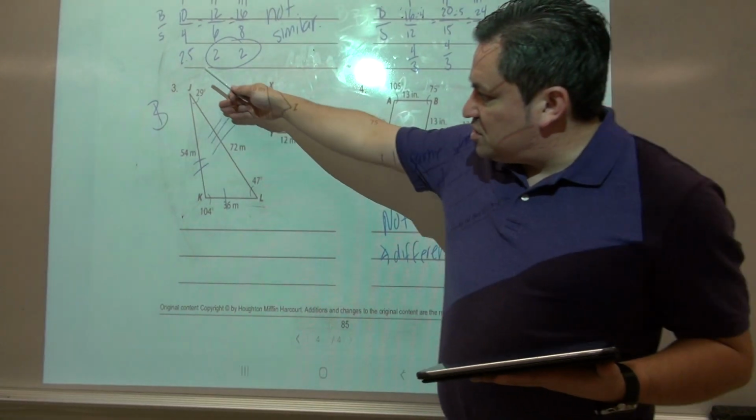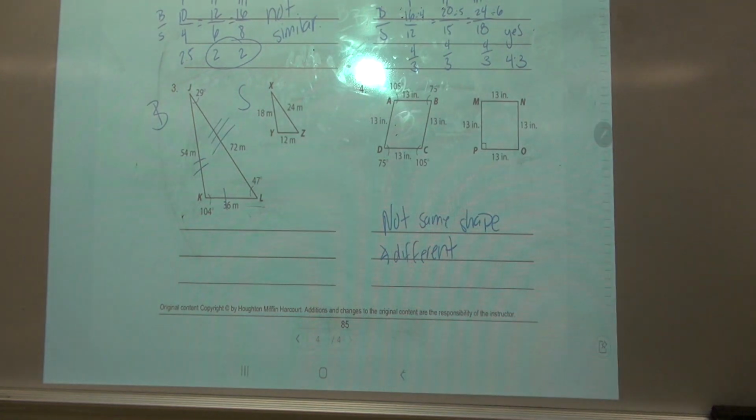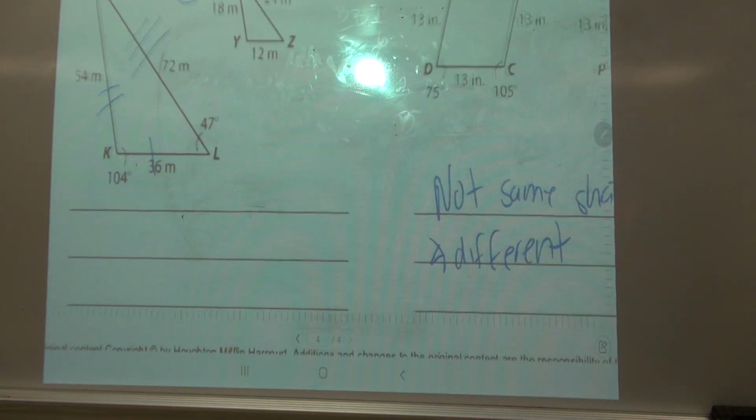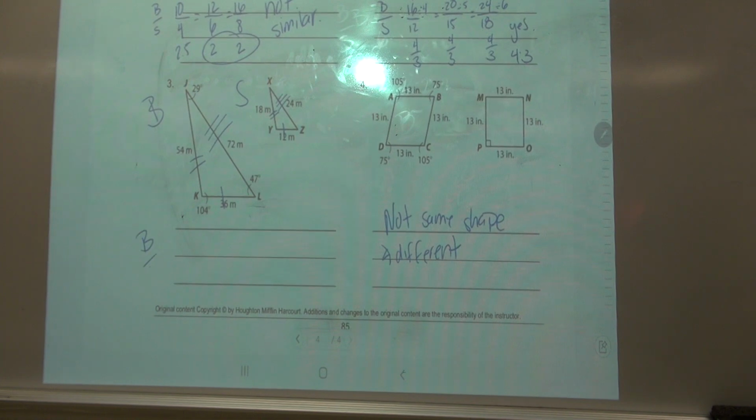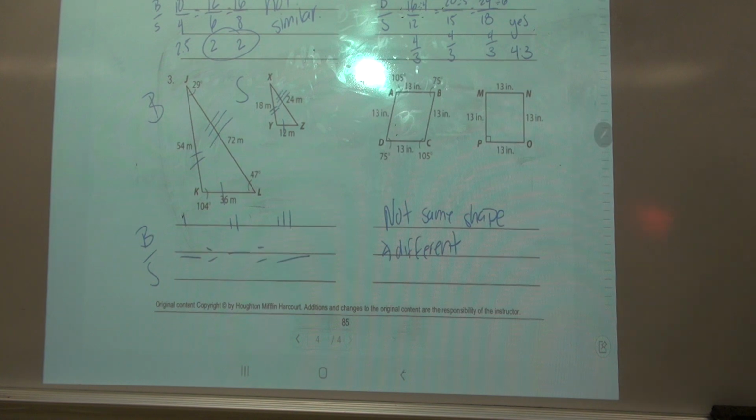Look, the hypotenuse is always the longest side. So corresponding to 1 is 12. So that's 2, and this is 3. So B over S, 1, 2, 3. So what's B1? B1's 36, B2, 54, and B3, 72. S1, 12, 18, 24. Any questions so far?